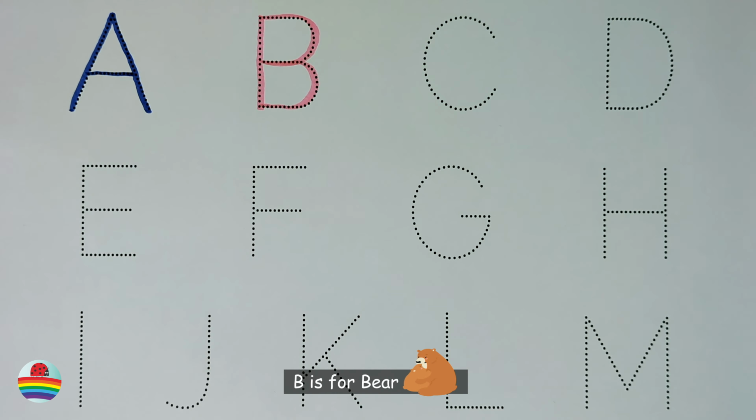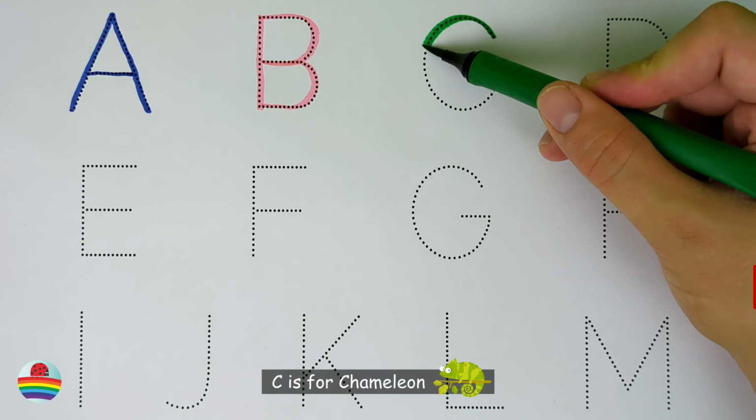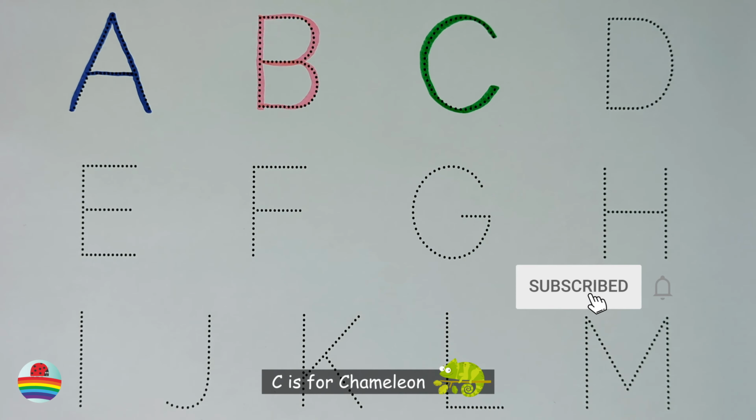A. A is for alligator. A. B. B is for bear. B. C. C is for chameleon. C.